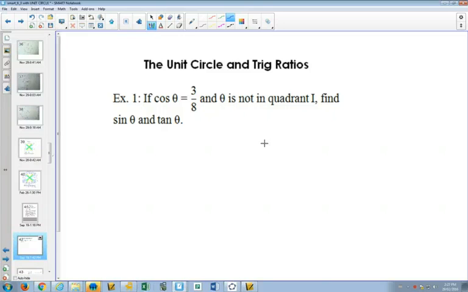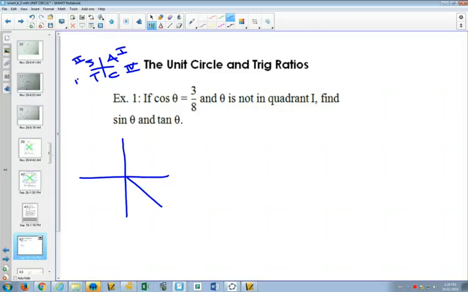The strategy for this first one is to draw a triangle. If it's not in quadrant 1, what quadrant will it be in? Quadrant 4. How do we know it has to be in quadrant 4? Because cos is positive in quadrants 1 and 4, but not in 2 or 3. So because it's not in quadrant 1, it must be in quadrant 4.